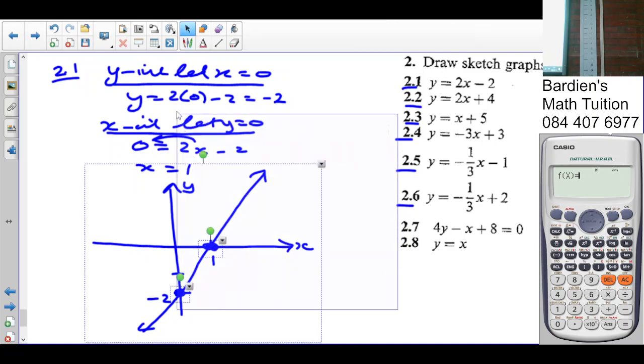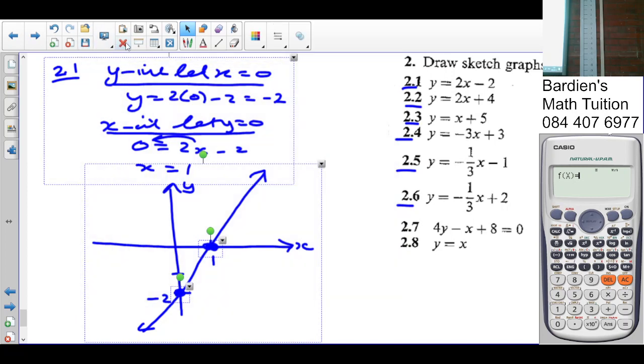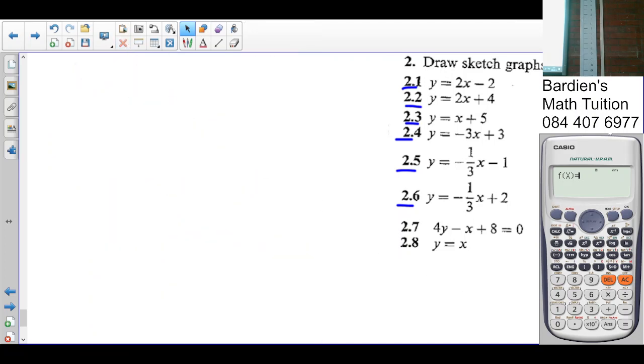Let's look at number 2.2. Any confusion here? No? Right, let's go 2.2.